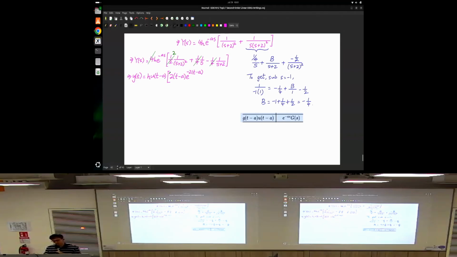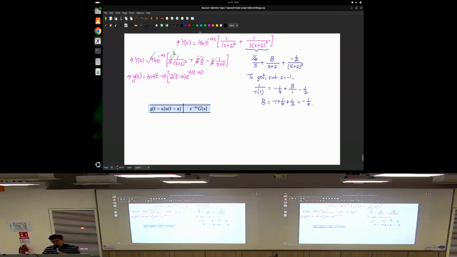The 2 just goes to one side. Then 1 over s squared, right? This one looks like 1 over s squared. So 1 over s squared, the inverse transform gives you t. By right it is t e to the minus 2t, because there's a shift. But you cannot write down g of t, you want g of (t minus a). So therefore, that will be the inverse transform.